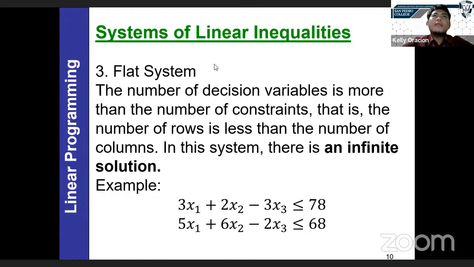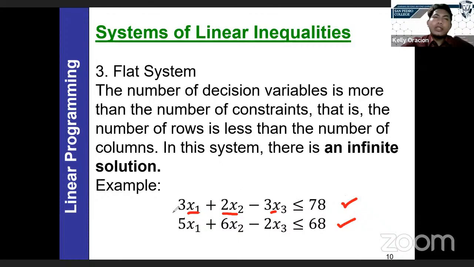So in this situation, there are more decision variables. As you can see, x sub 1, x sub 2, x sub 3, there are 3 decision variables. However, there are only 2 constraints. So this system is called a flat system, in which the number of decision variables is greater than the number of constraints. Or if we base it on rows and columns, the number of rows is less than the number of columns.